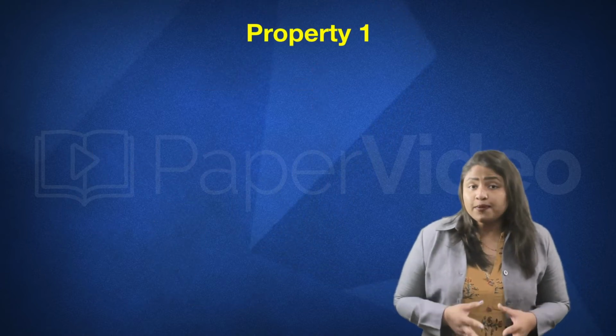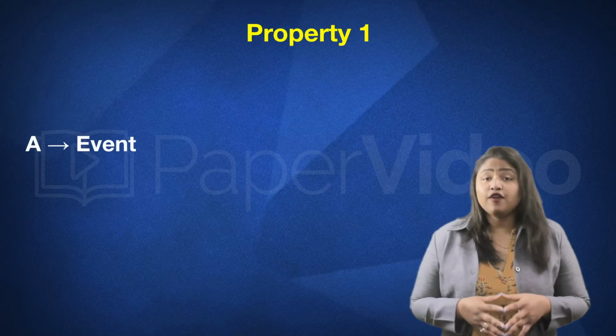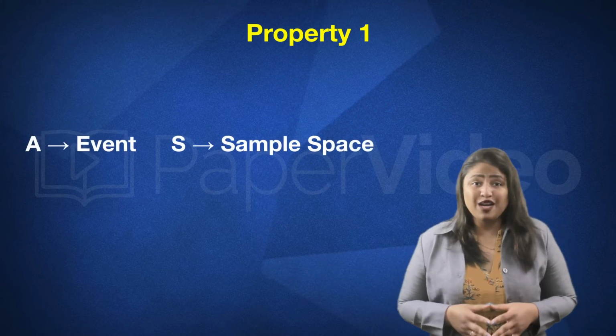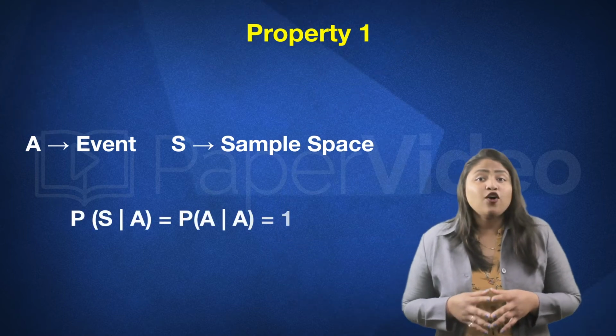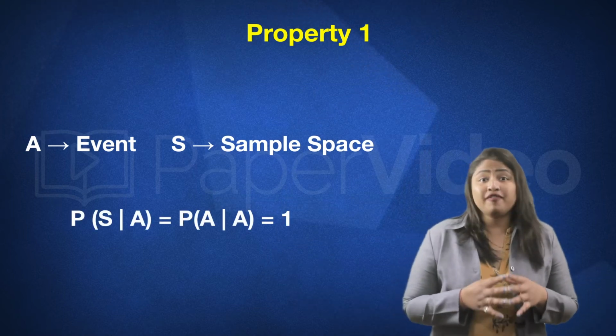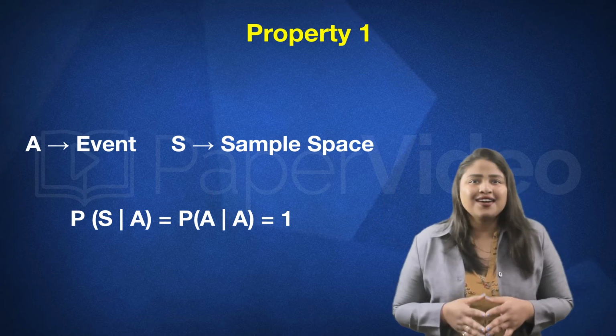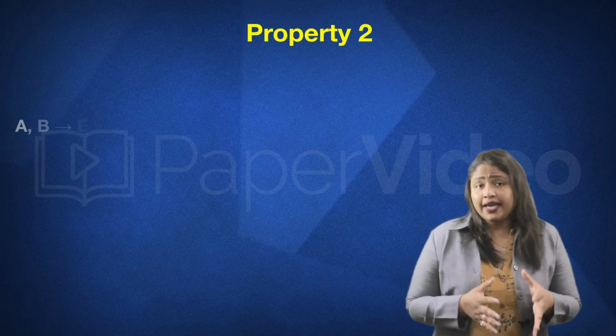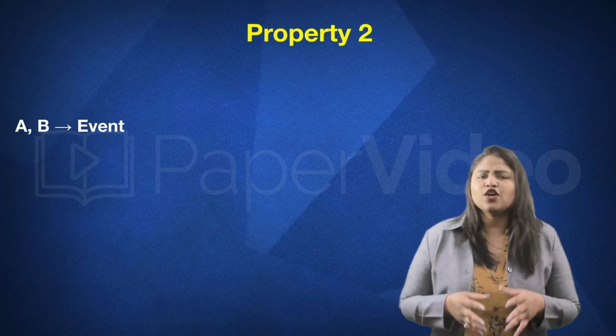According to the first property, if A is an event of a sample space S of an experiment, then the probability of S given that A has occurred is equal to the probability of A given that A has occurred, which is equal to 1.